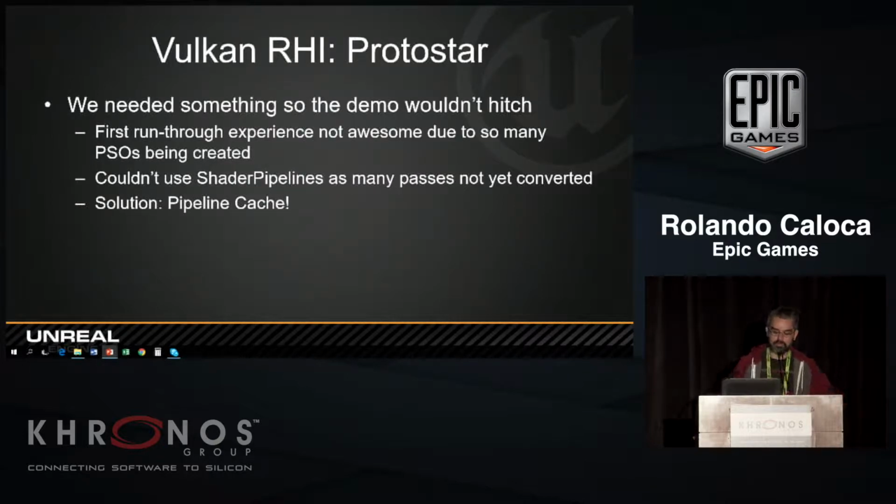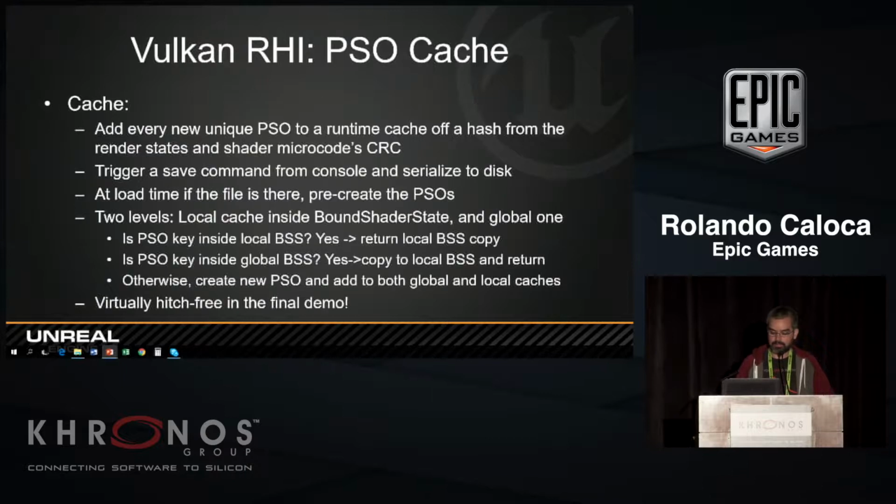So for ProStar, we were hitching at the beginning. The first run through was hitching a lot, and it was not very great because we're making a lot of PSOs. And as I mentioned, we couldn't use the shader pipelines because we hadn't done the base pass, which is the one that has hundreds of shaders. So what we ended up doing is we made a pipeline cache. The way this cache works is every time we have a new PSO, we make a hash of the render states, the render target format, the vertex layout, and a CRC of the microcode. Then we store those into the global cache, and at some point when you're done with your demo or your game, your playthrough, you type a console command and that saves it to disk.